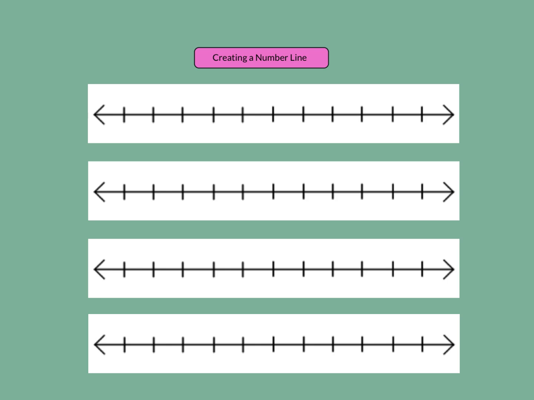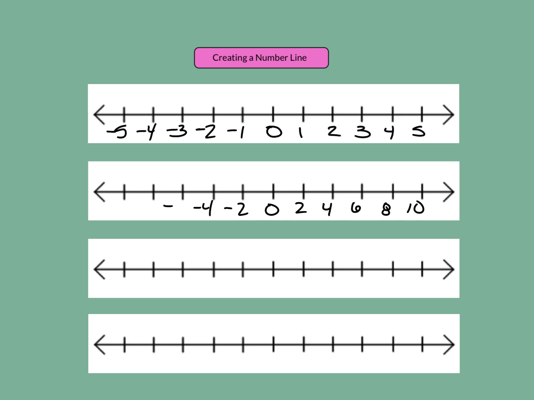So if I wanted to put 0 somewhere in the middle, we can say that there's a 0 here. And we count 1, 2, 3, and so on. And then in the negative direction, -1, -2, -3, and so on. Or we could also count by 2. So if I put 0 in the middle, I can count by 2. So it'd be 2, 4, 6, 8, and so on. And then same with the negatives, counting by 2s: -2, -4, -6, -8.